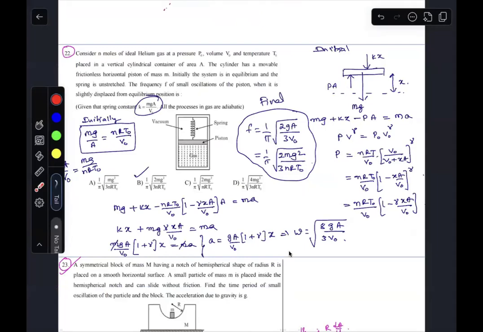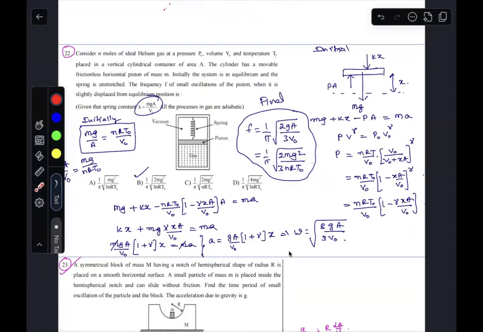There is no volume term here. Now, the V naught, A by V naught term is available here. A by V naught is nothing but mg by nRT naught. That I have substituted here. That allowed me to find F. Actually, you don't do this initially. You take some time and do it.